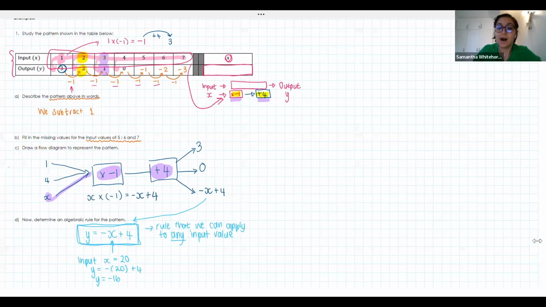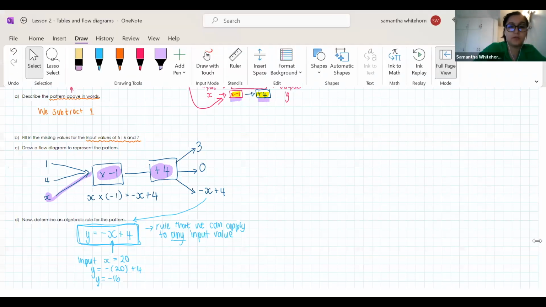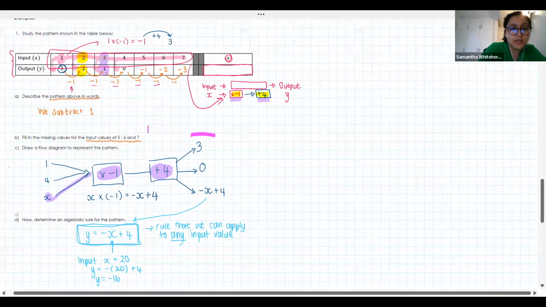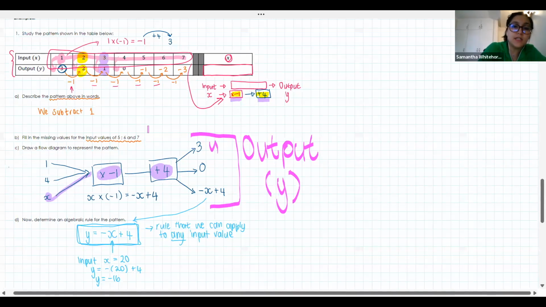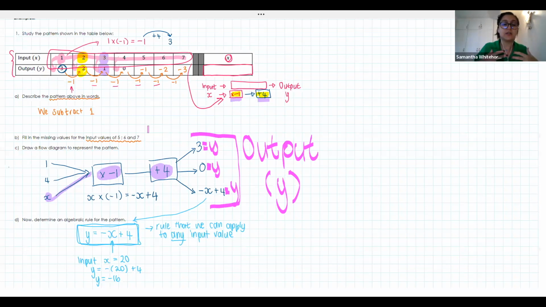There was a question of how do we get y if there's 2 x's? Well, firstly, there aren't 2 x's, there's only 1. And secondly, remember, all of these values over here are your outputs. And outputs are represented by y. So all of these values represent a y. So we're saying y equals 3, y equals 0, y equals -x plus 4. So it's basically just us writing out a rule that describes whatever the pattern is that we have. Right, again, I know that was a lot of information. So if you have questions, now's the time to raise your hand.